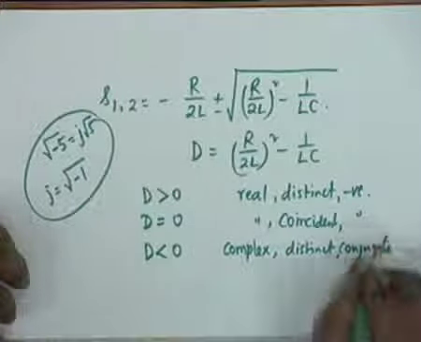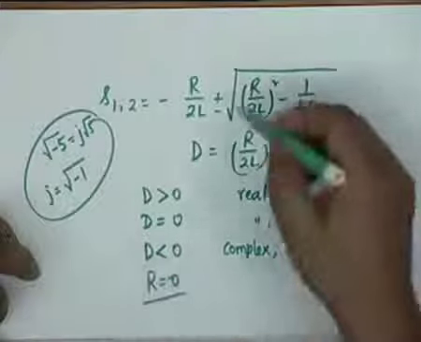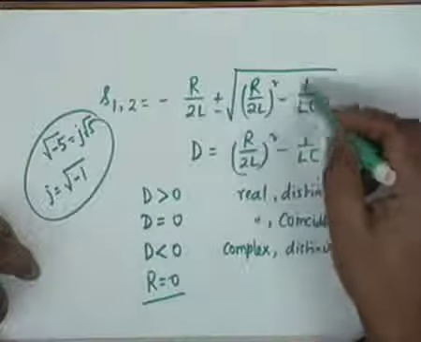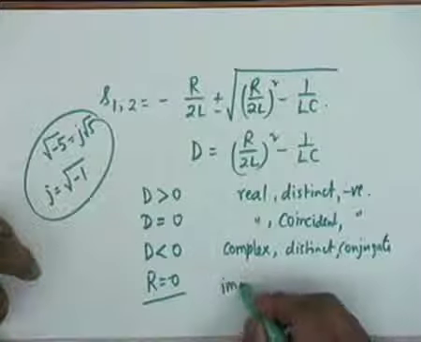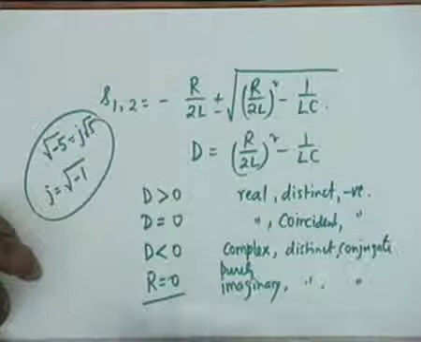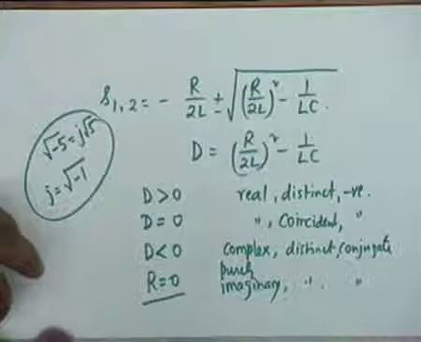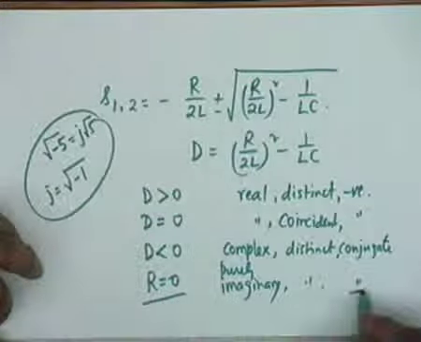Suppose R is equal to 0. Then the roots are not only complex, they are purely imaginary. They are purely imaginary because this is 0, square root of minus 1 over LC, so purely imaginary. To emphasize, you say purely. Okay, purely imaginary, distinct and conjugate. We shall talk about this. They are of course conjugate.